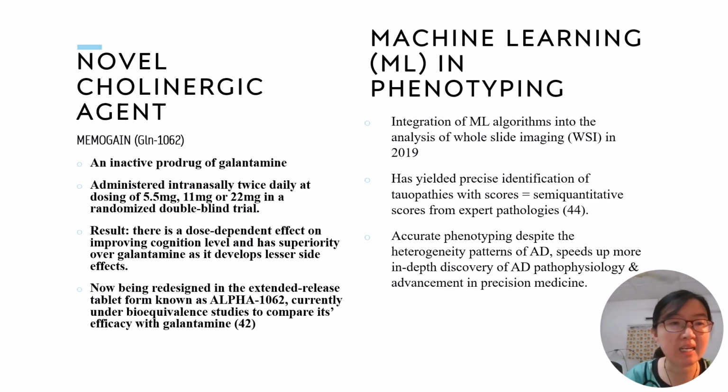It is an inactive prodrug of galantamine, administered intranasally twice daily at 5.5, 11, or 22 milligrams. It is still undergoing a randomized double-blind trial, which shows a dose-dependent effect on improving cognition level, and it is superior to galantamine as it develops fewer side effects, due to the intranasal route delivering the drug straight to the brain and not to the systemic circulation. It is being redesigned in another extended-release tablet form known as Alpha 1062, currently under a bioequivalence study to compare the efficacy with galantamine.